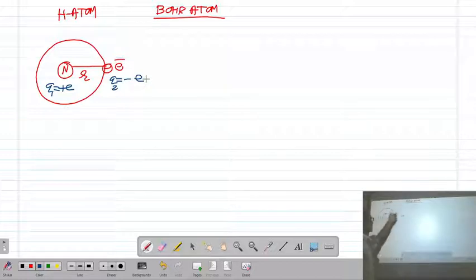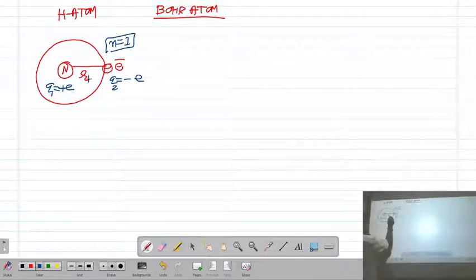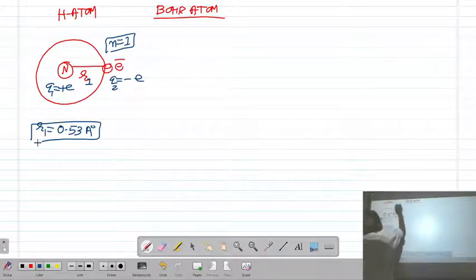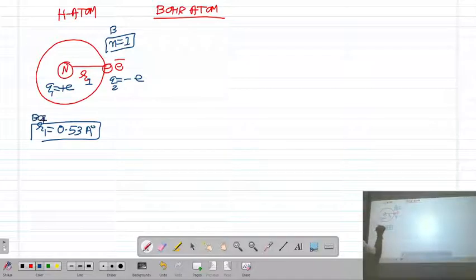We consider the ground state orbit for which n is equal to 1, which is known as the smallest orbit. The radius of the smallest orbit, r1, is 0.53 angstrom, which we have studied in 11th standard. This radius is known as the Bohr radius.